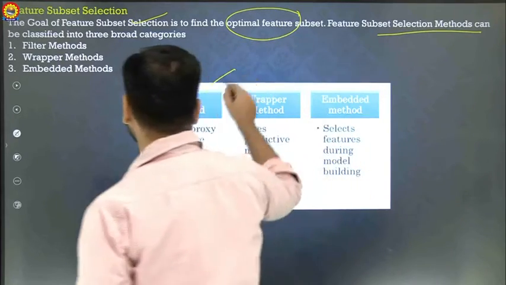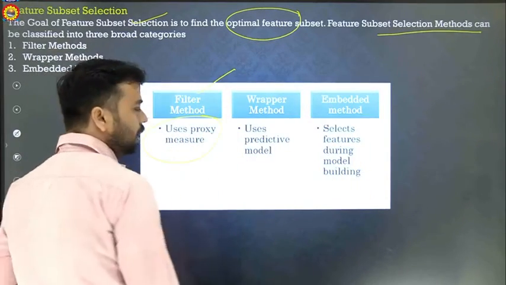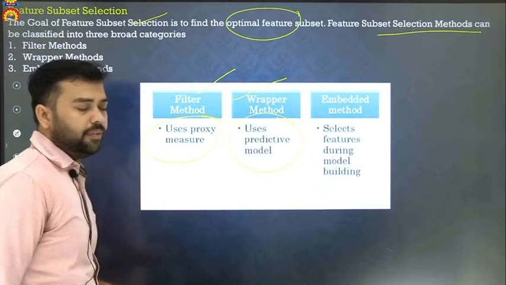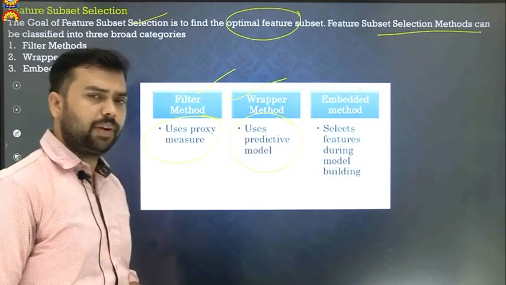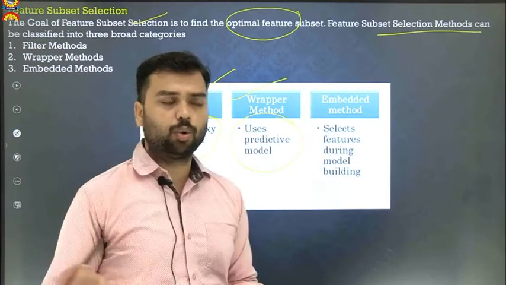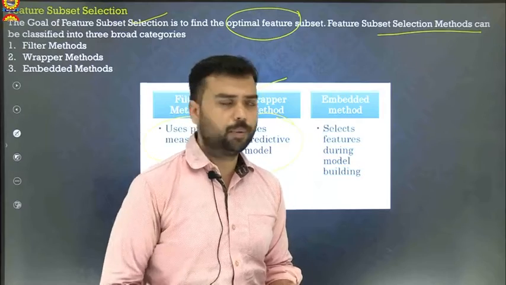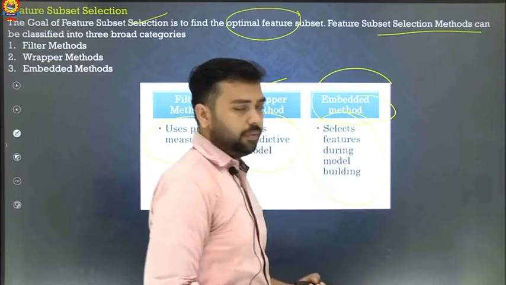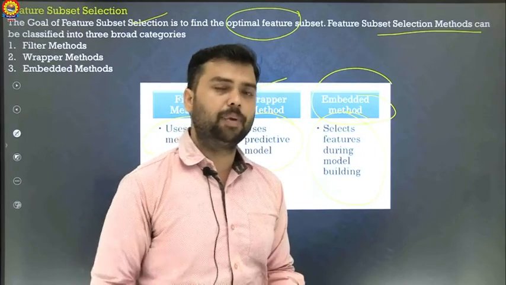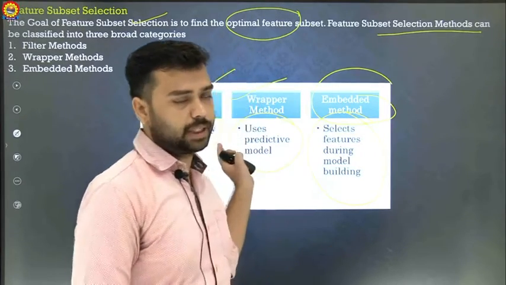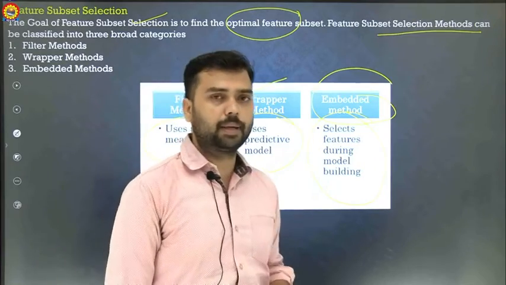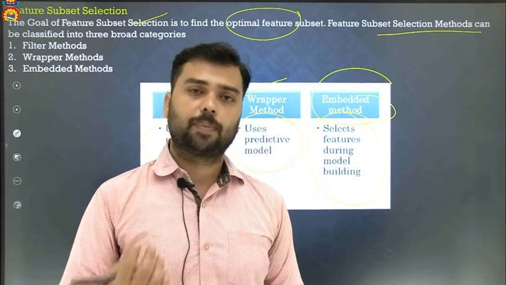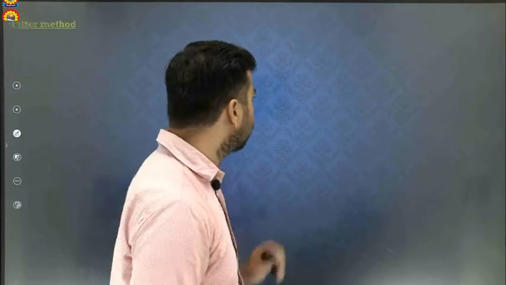In the filter method we use proxy measures, and in the wrapped method we use predictive models. Wrapped means wrapping around the target value. In the embedded method we select the features during model building. When we are building the model, at that time we perform the feature subset selection. That is known as the embedded method: when we construct our model, we embed the subset feature selection method in it.